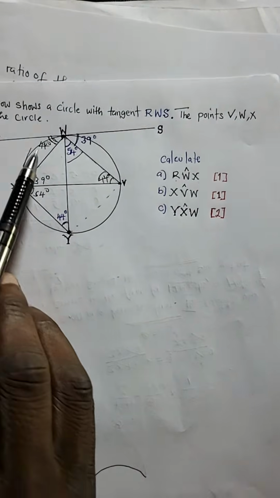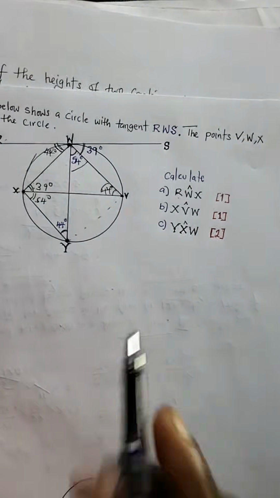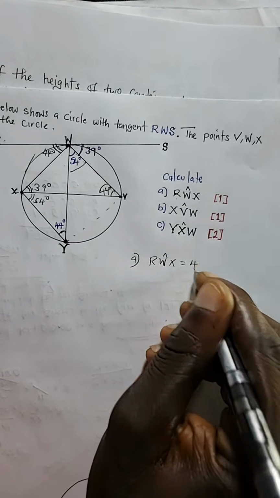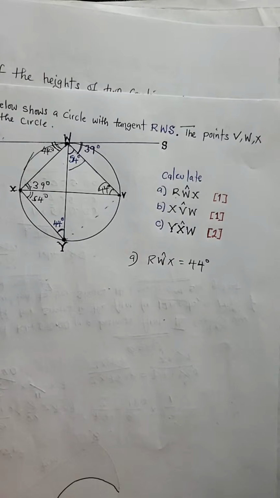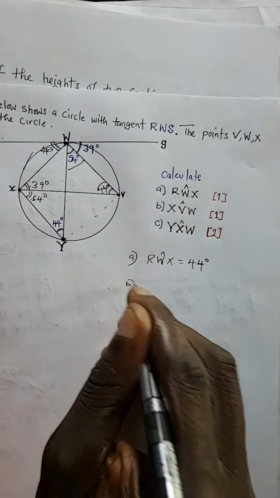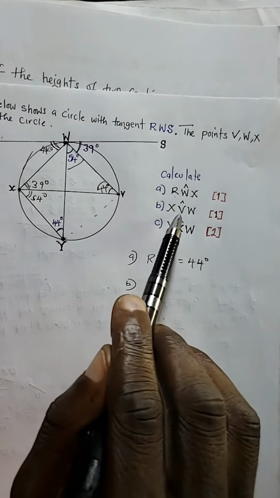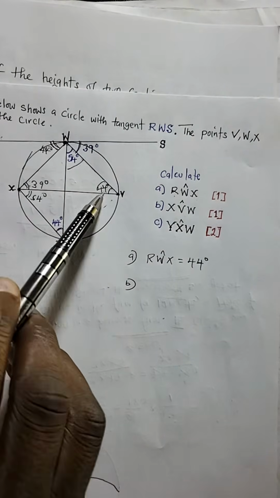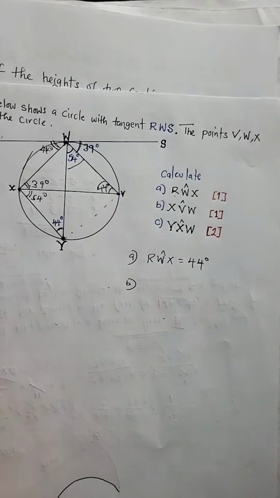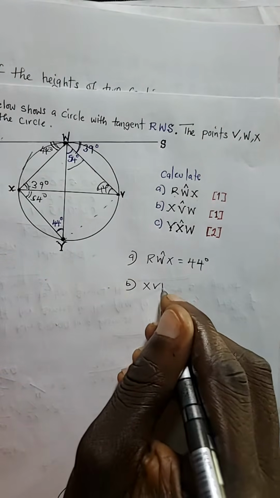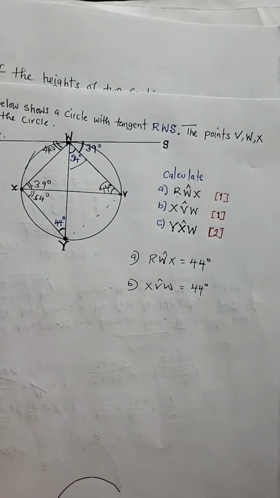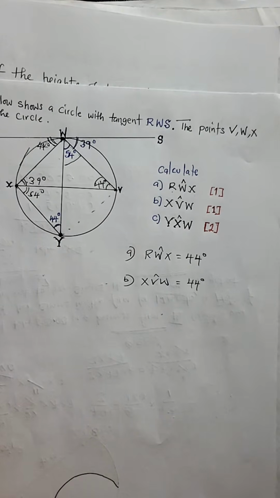RWX, R here, RWX is 44. So A, angle RWX is equal to 44 degrees. Then question B is saying XVW. Where is X? X here, VW is 44, because here is what? 44. So XVW is also 44 degrees. Simple. It's also 44 degrees.